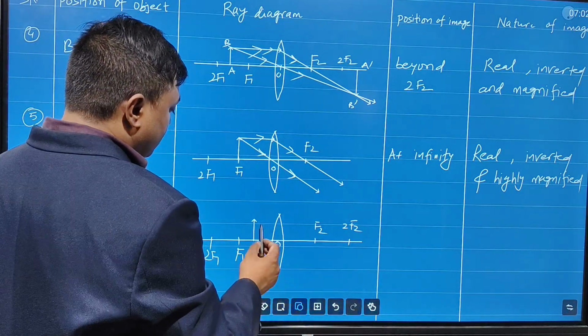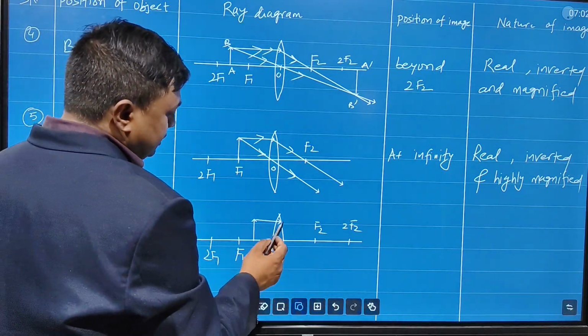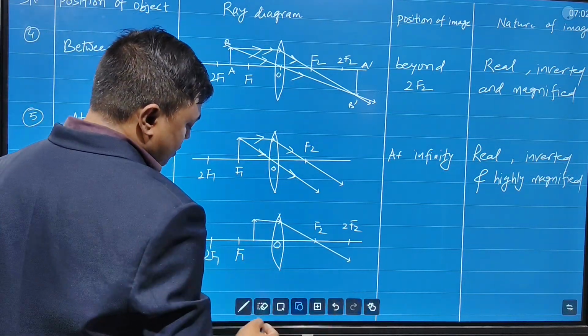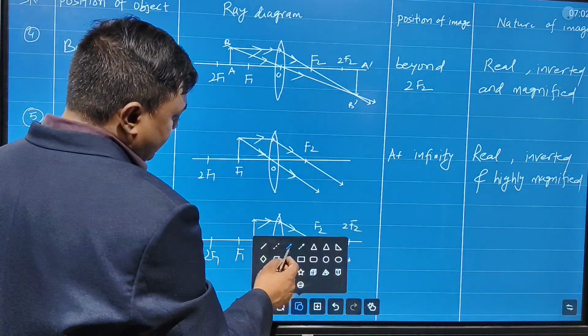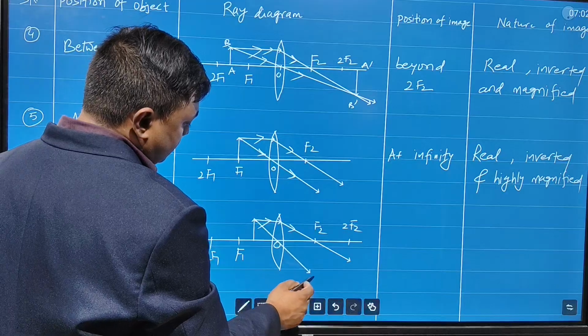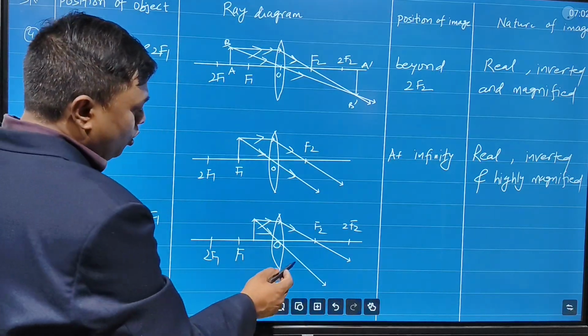Take the two-ray diagram. Once you take a ray parallel to the principal axis, the rule says it will pass through the focus. Yes or no? When a ray of light is parallel, it passes through the focus. Second, a ray passing through the optical center will go undeviated. Yes or no? If a ray of light is passing through the optical center, it will go undeviated.